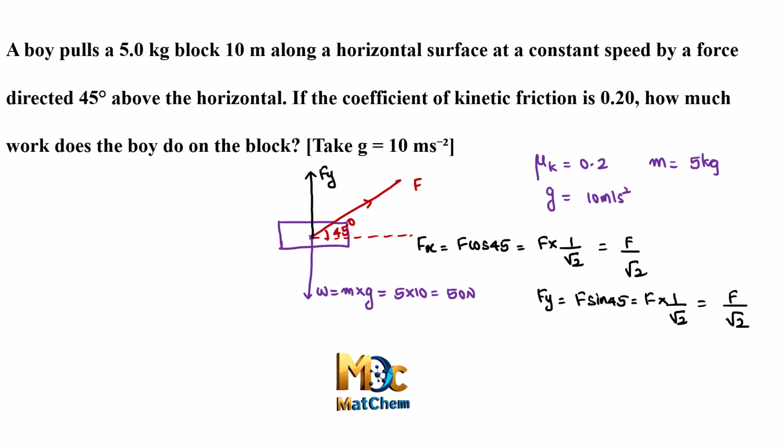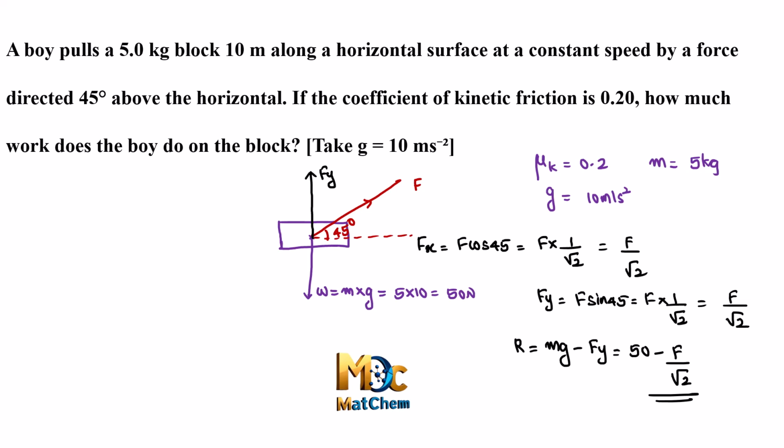We know that the Y component of the force and the mg act in opposite direction to each other. Therefore, the normal reaction R is equal to mg minus Fy, that is equal to 50 minus F by root 2. We need to find out the work done along the x-axis, that is, the work done on the block when it is moved a distance of 10 meter along the horizontal.